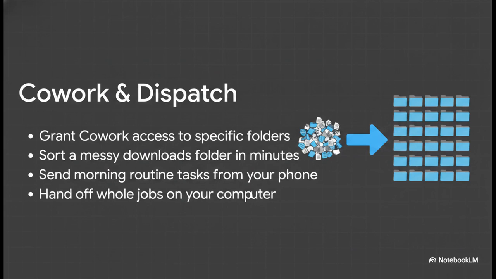You are literally handing off entire jobs right on your local machine. You grant Cowork access to specific folders and it can read, edit, and create files on its own. The source gives this amazing example. You can point it at a completely messy downloads folder. You know, the one full of duplicate photos and weird file names. It will propose a plan, and once you hit approve, it sorts and cleans the entire folder in minutes. Plus, using Dispatch, you could send a task from your phone to run a morning routine on your computer while you're in the kitchen making coffee.